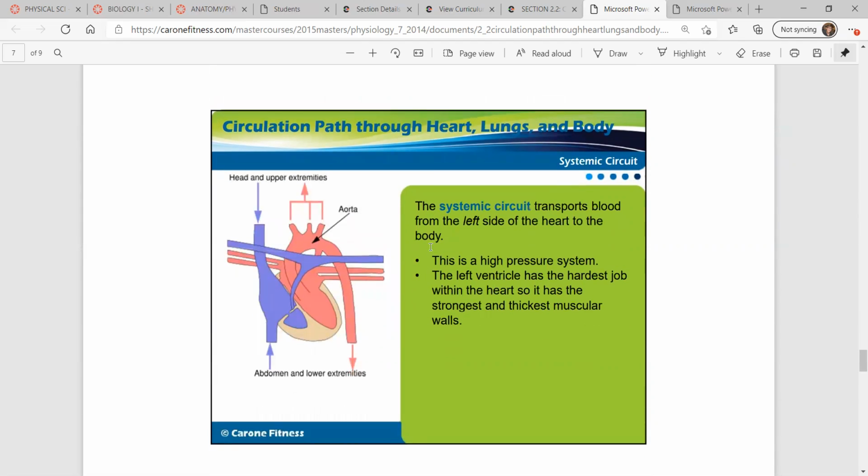Now, the systemic circuit transports blood from the left side of the heart to the body. This part is a high pressure system. The left ventricle has the hardest job within the heart, so it has the strongest and thickest muscular walls.